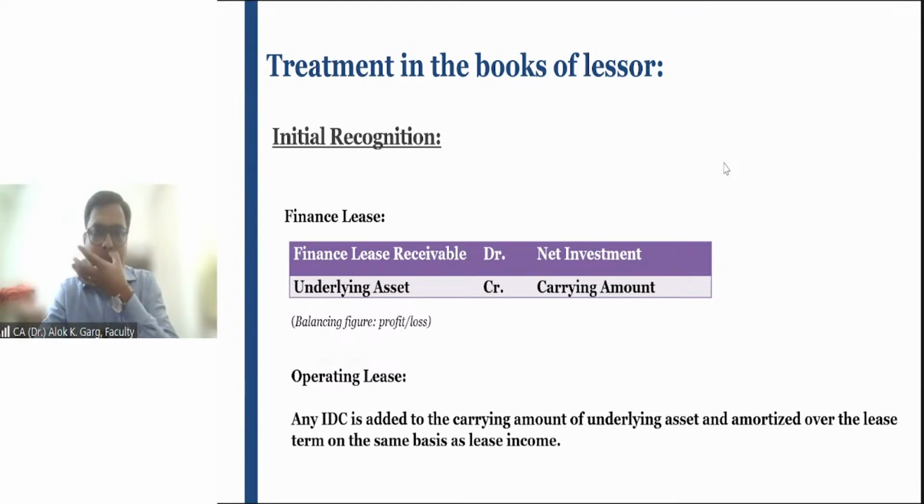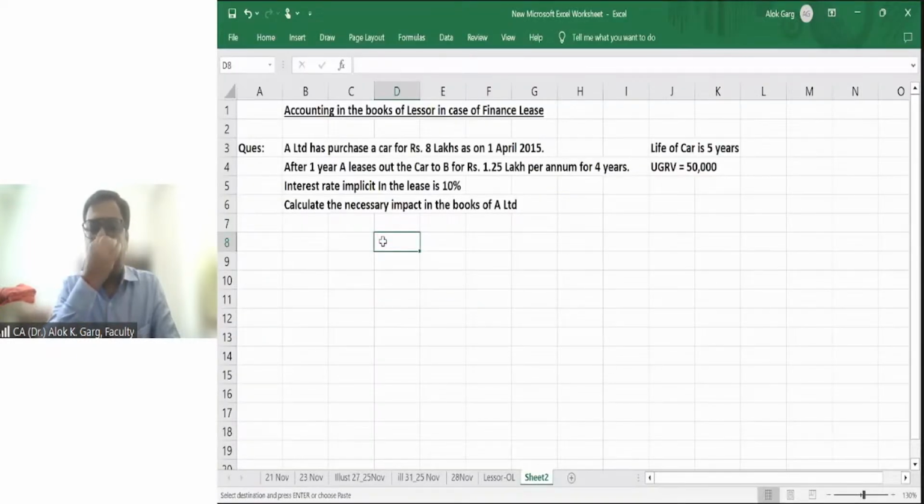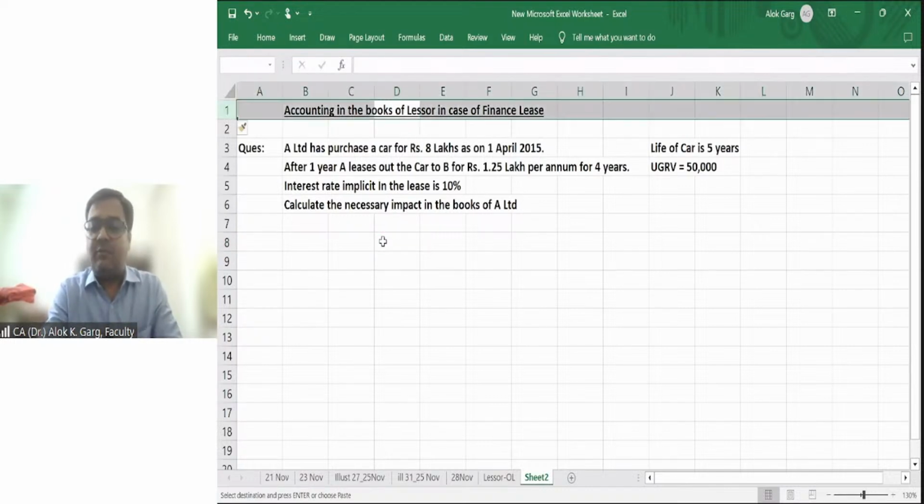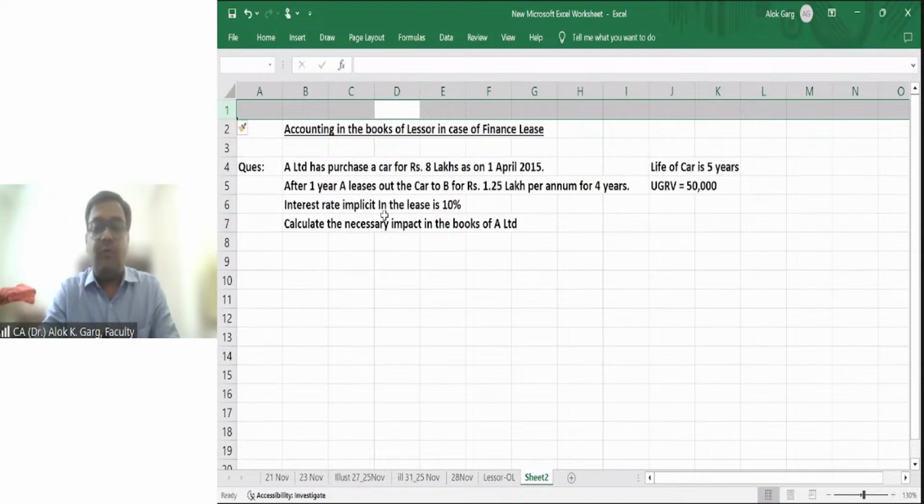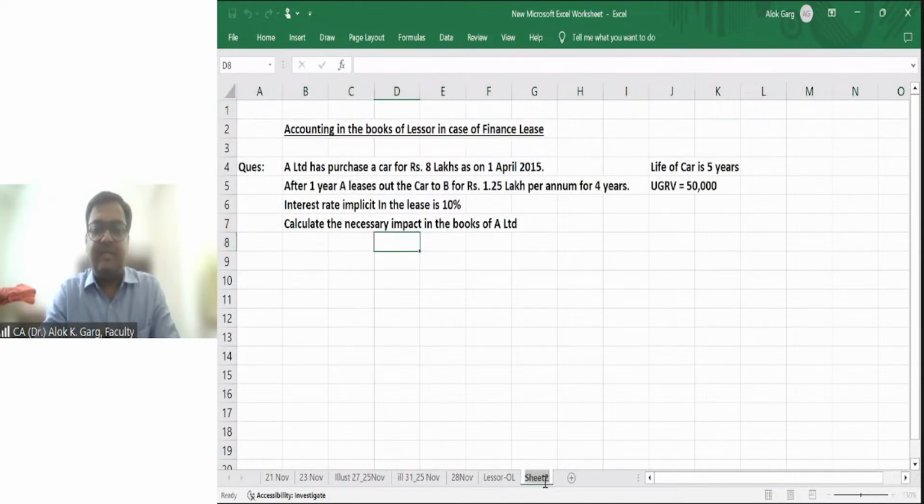Friends, let me again discuss this finance lease accounting in the books of the lessor with the help of this Excel file. And please let me know if my Excel file is visible, guys. Accounting in the books of the lessor in case of finance lease.